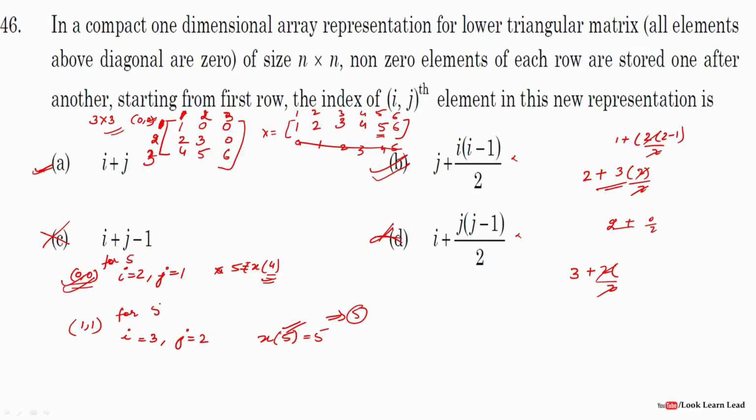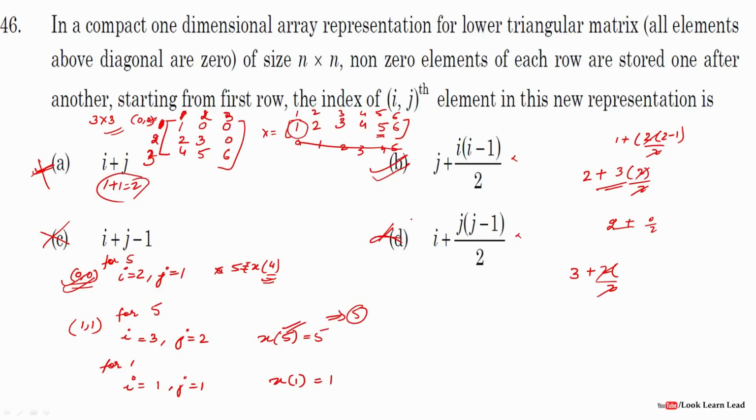Okay, this is for 5. So let's check out one more example so that we can rule out any one of these. Let's take 1. For 1, i is equal to 1 and j is equal to 1. Okay, and x of 1 is 1. So the answer should be 1. But if I put 1 plus 1, it is 2. So this option is ruled out because 1 plus 1 is equal to 2.